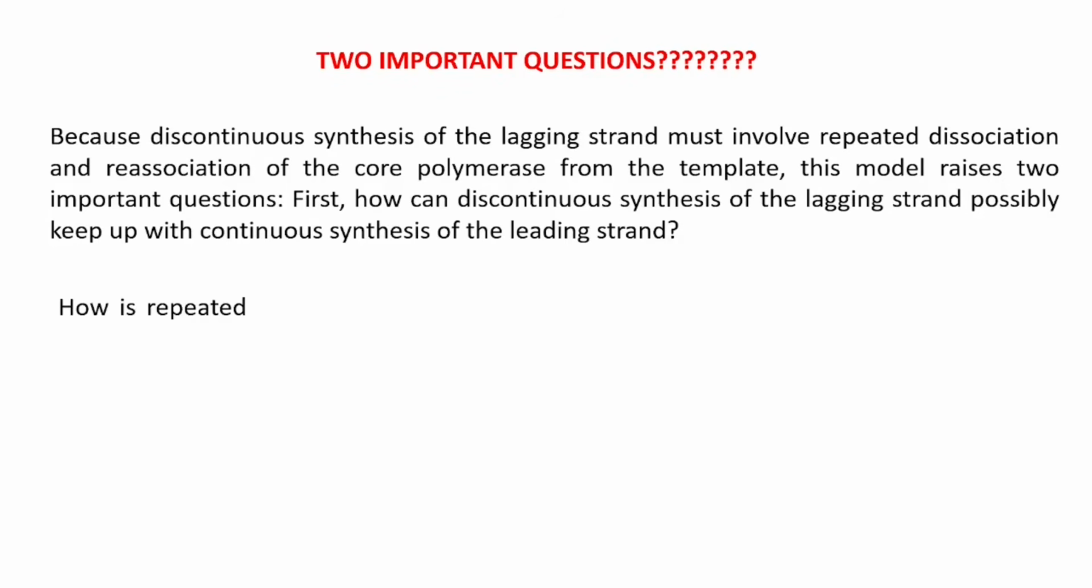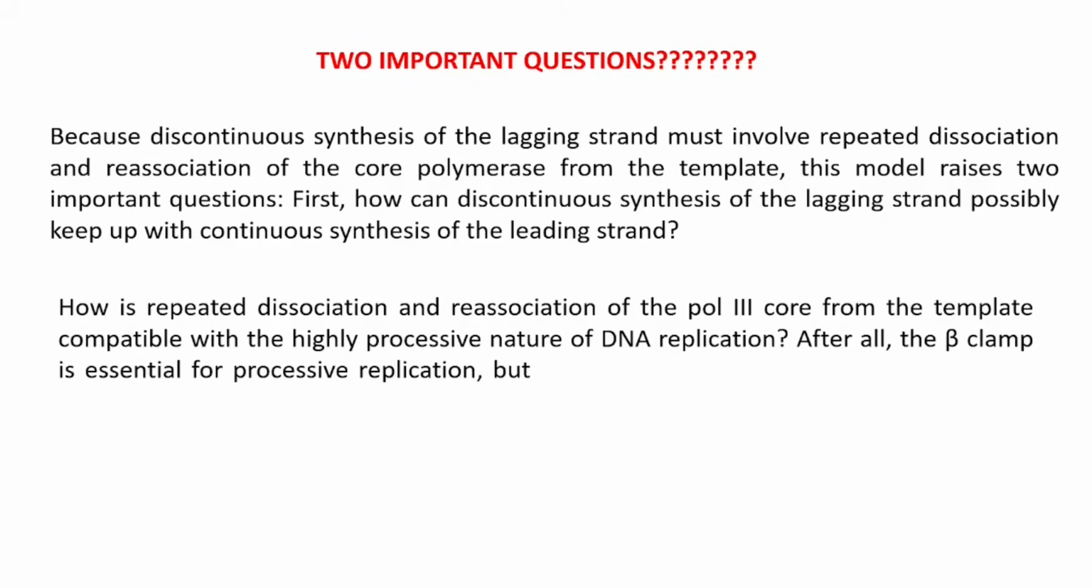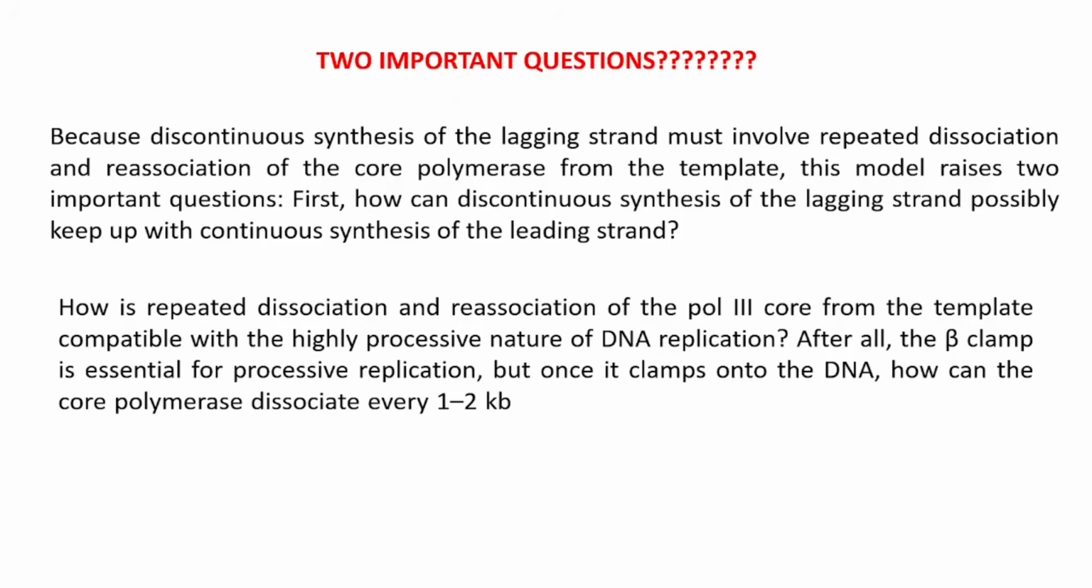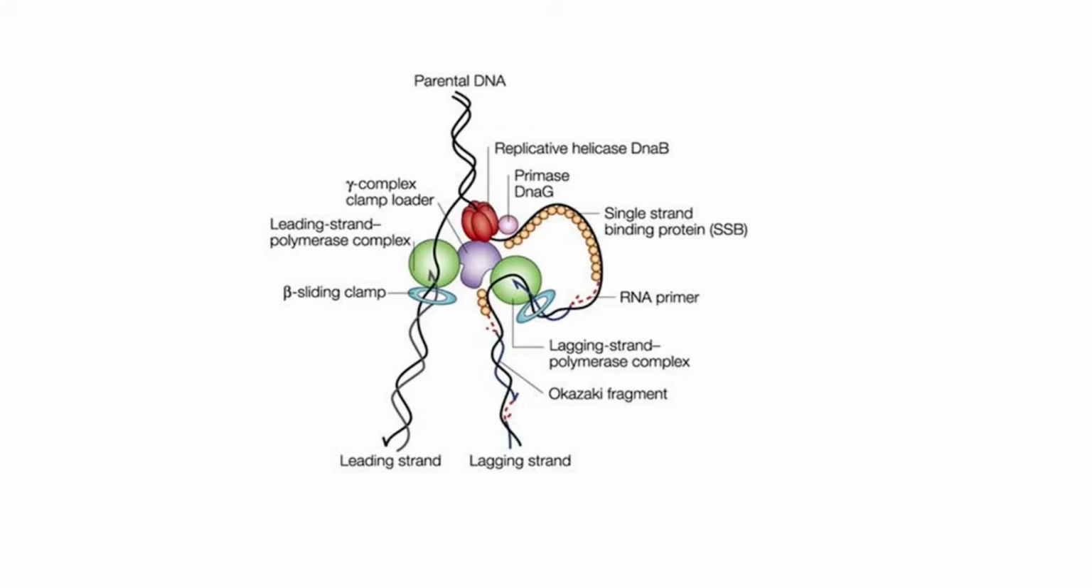And the second is, how is repeated dissociation and reassociation of the pol 3 core from the template compatible with the highly processive nature of DNA replication? After all, the beta clamp is essential for processive replication, but once it clamps onto the DNA, how can the core polymerase dissociate every 1 to 2 kb as it finishes one Okazaki fragment and jumps forward to elongating the next? The answer to the first question seems to be that Pol 3 core making the lagging strand does not really dissociate completely from the template after the completion of each Okazaki fragment synthesis.